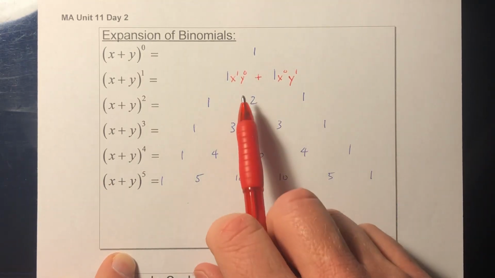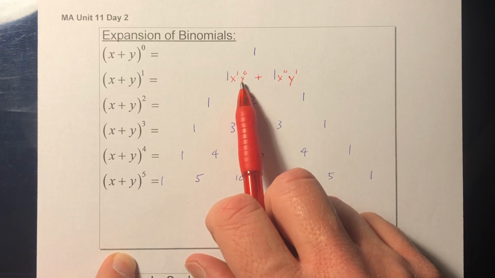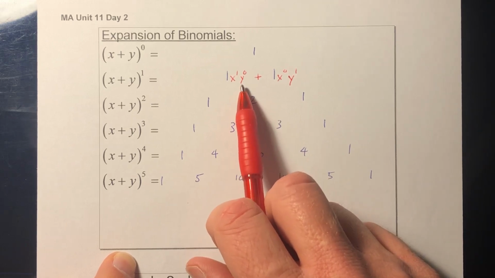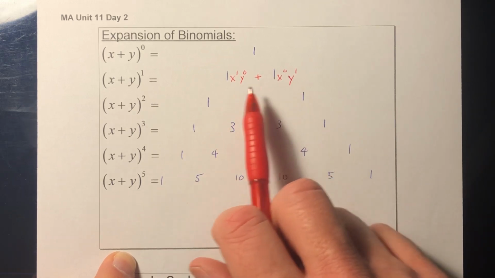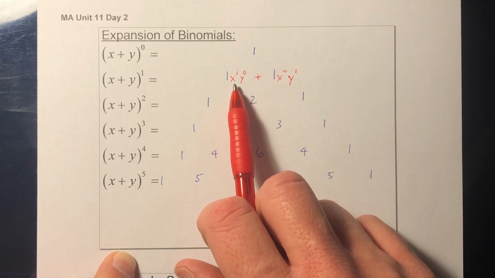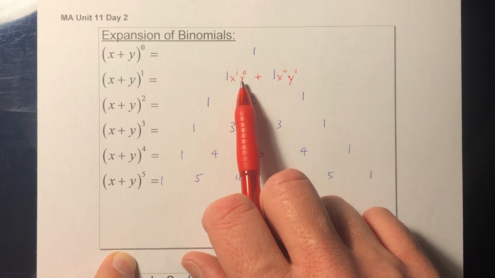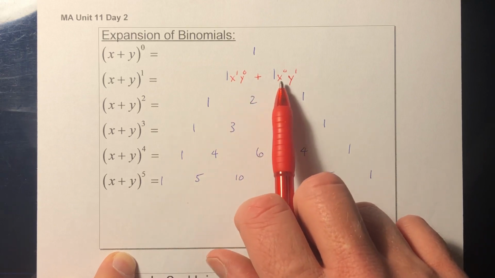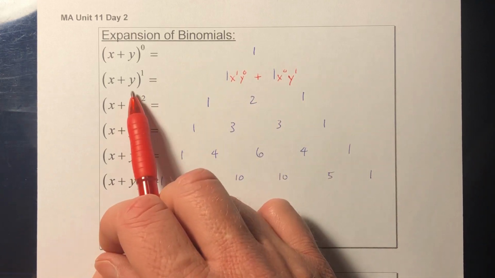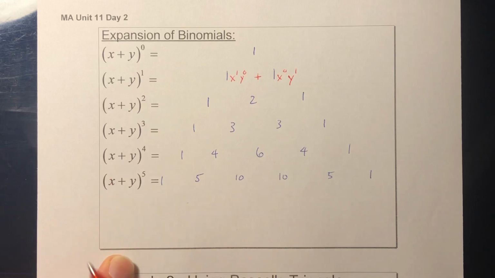Now if you were to clean this up, remember anything to the 0 power is 1. So that's going to be 1, that's going to be 1. So we're really going to be just left with x plus y. 1 times x times 1 is x. 1 times y is y. So you just get x plus y, which, that's what it is, right?